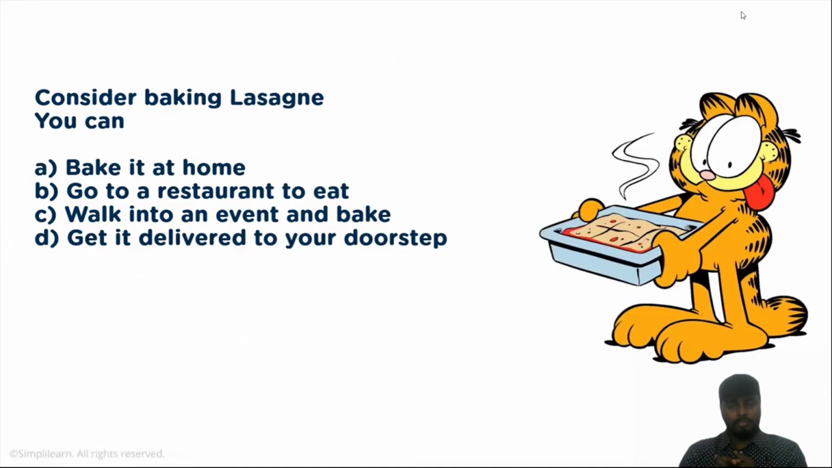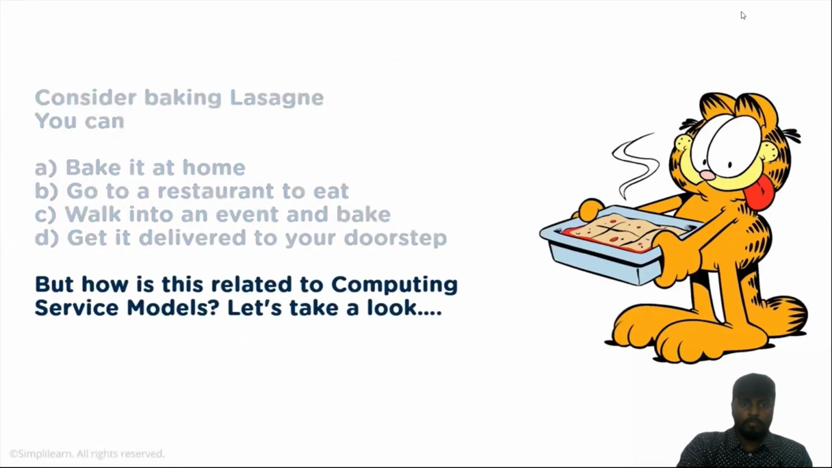Second, you can go to the restaurant and eat there. Third, you can go to a cooking event, where the ingredients will be given to you, and you can cook and eat there. Or the fourth, get it delivered to your doorstep. Directly, they will bring lasagna. You just order on Zomato, and the Zomato delivery guy will deliver the lasagna to your doorstep. These are the 4 different ways to have lasagna. But how is this related to the computing service models?